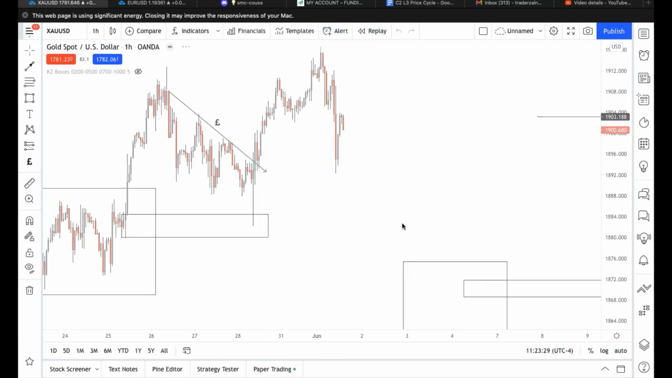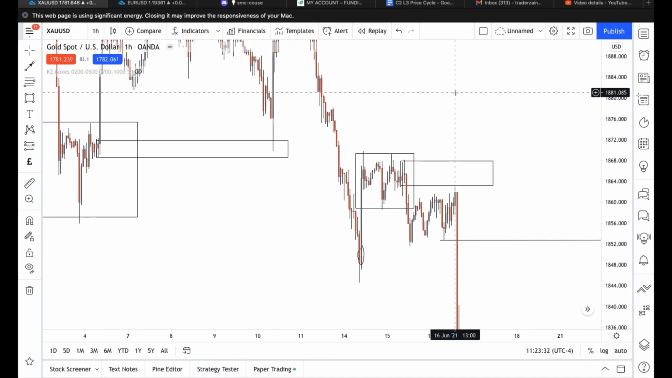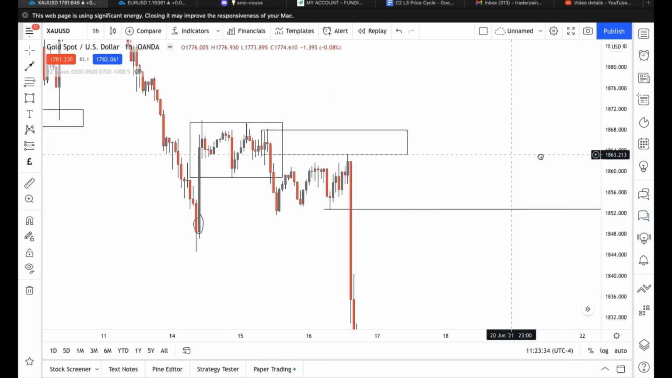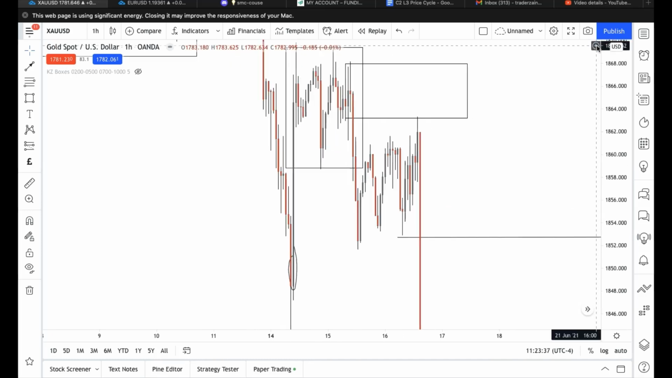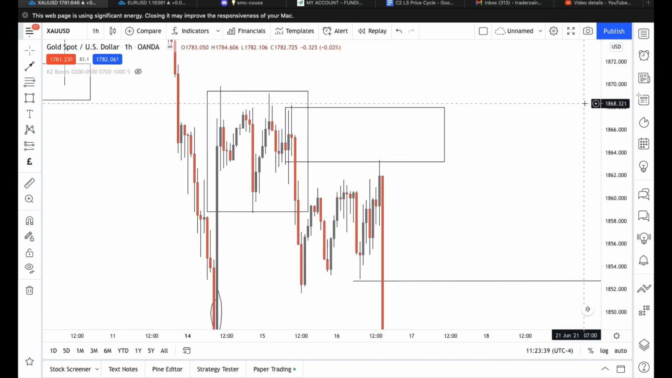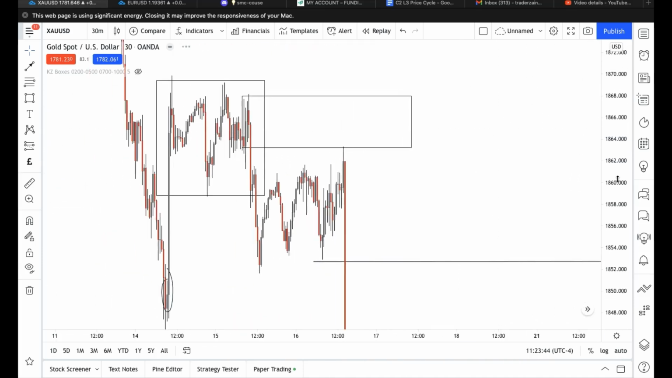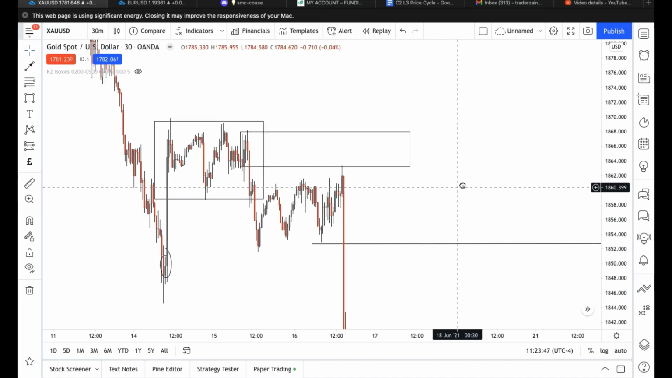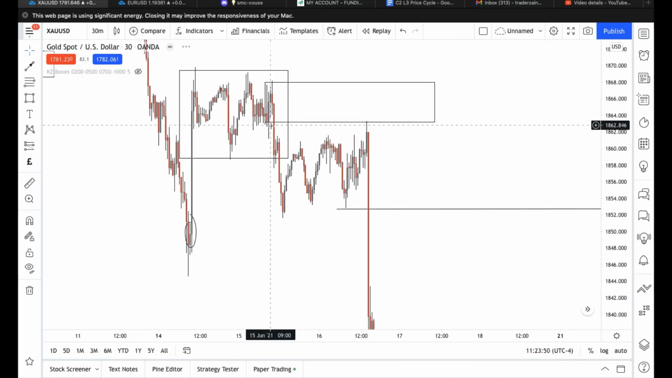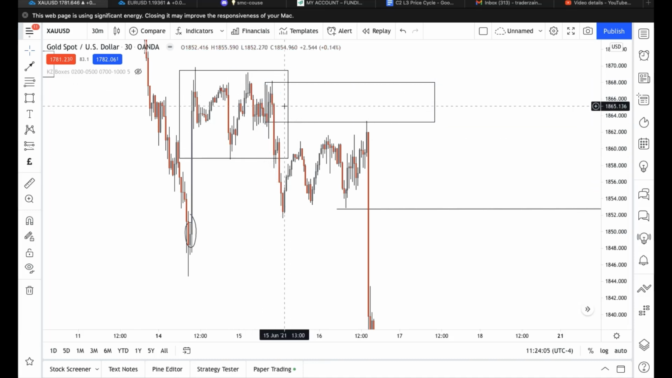Now, let's move over to the next example. This example right over here. Let's go to the 30-minute. Sweet. So, price was in a consolidation phase. What happened? Expansion. Price expanded outside of that consolidation phase. Now, what did it leave? Inefficient price action, right? So once we got that expansion, we look for the order block just before that expansion, and we can identify that right over here.